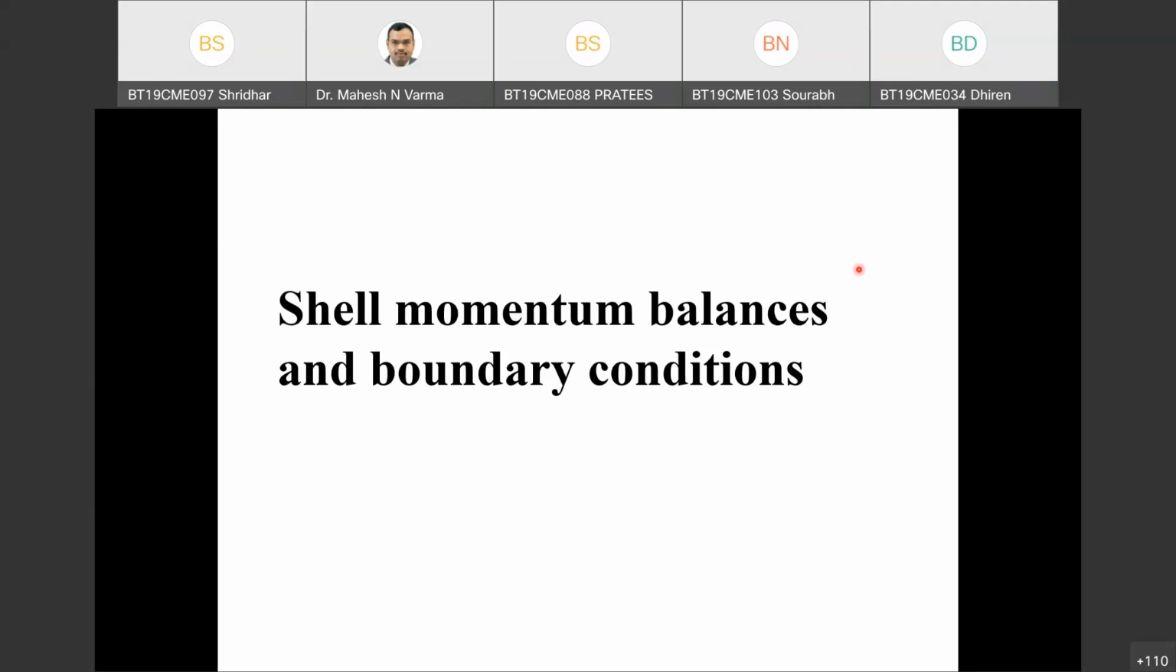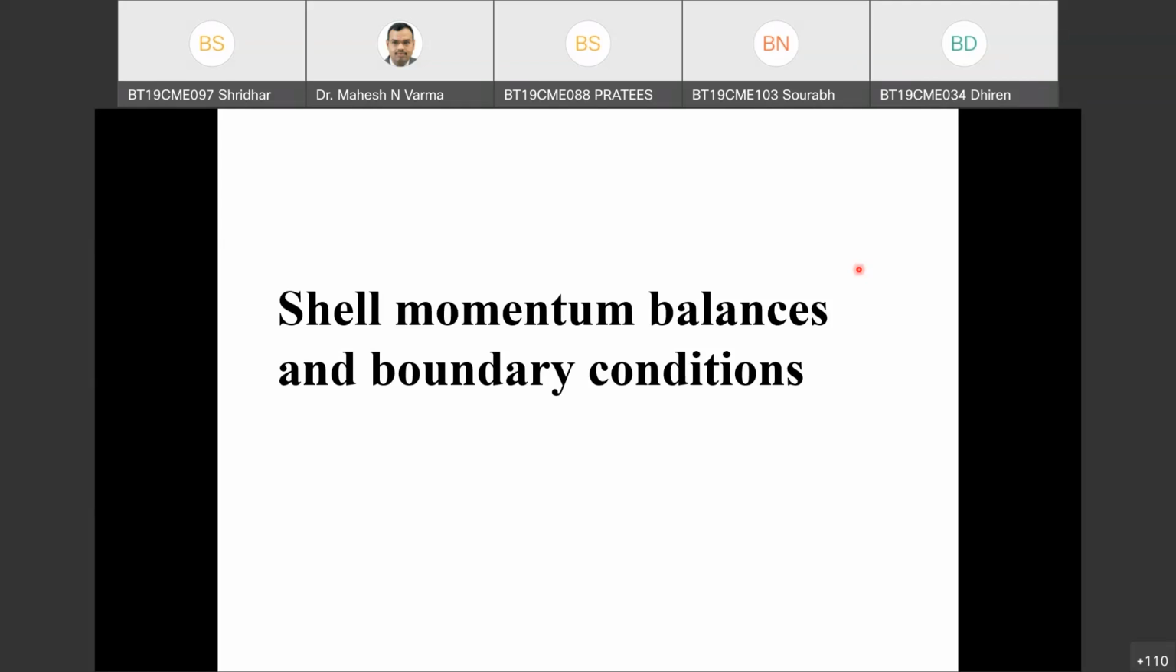So in this transport phenomena subject, what we are going to adopt is a shell balance approach. What is the shell balance approach? We will consider a differential shell of differential volume delta x, delta y, delta z. That shell is considered, and we will take a momentum balance over this differential shell.